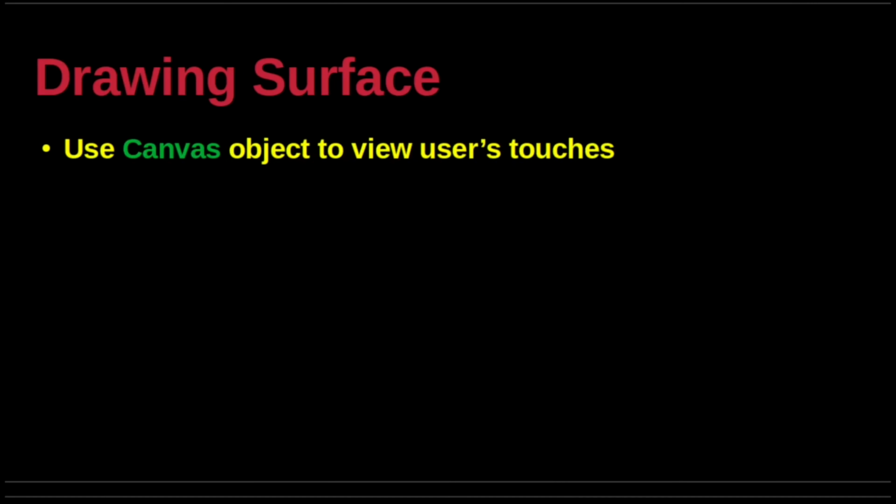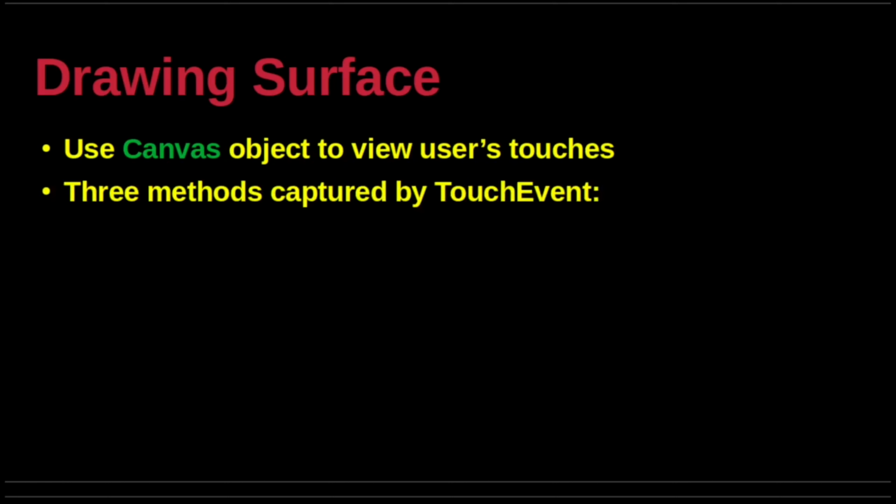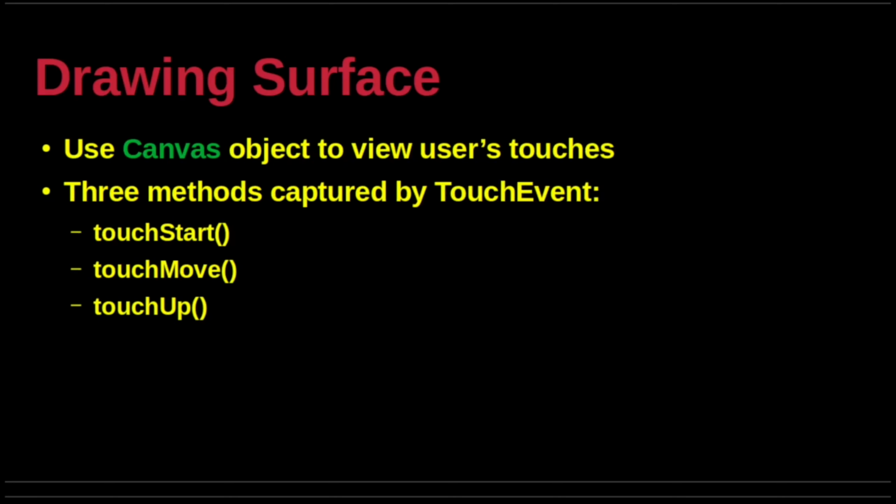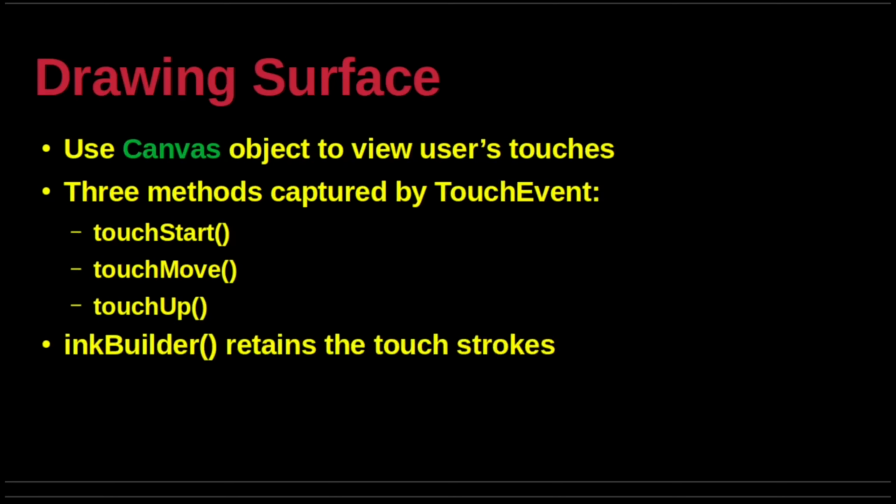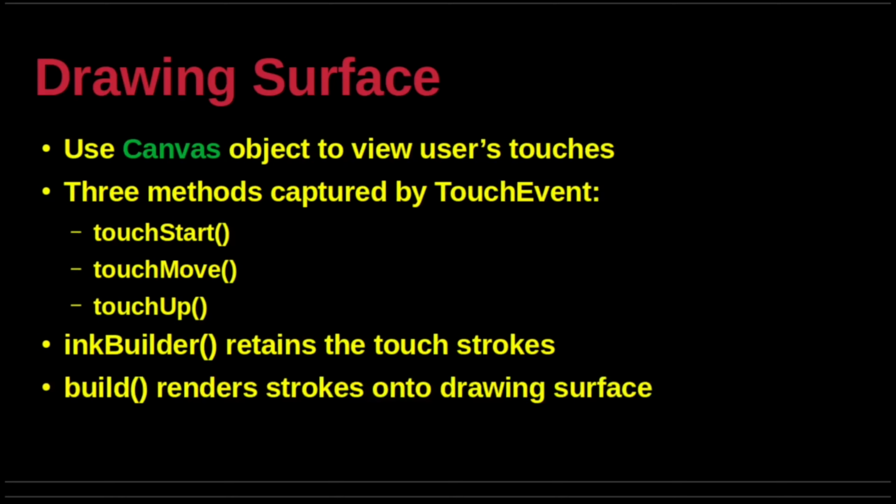The user's writings are drawn using the canvas object. The touch event interrupts any action by the user to use the drawing surface. There are 3 methods: touch start, touch move, and touch up.